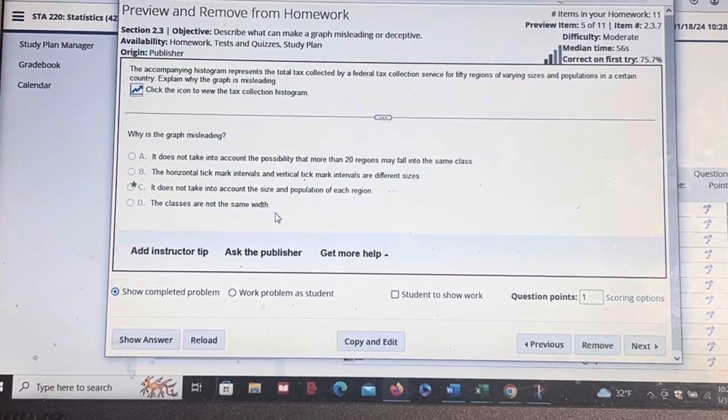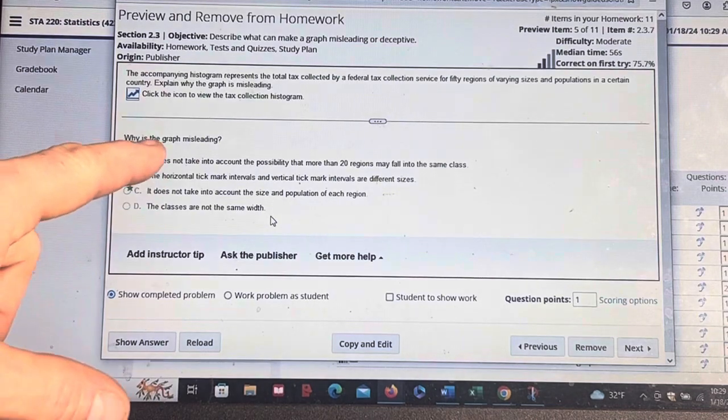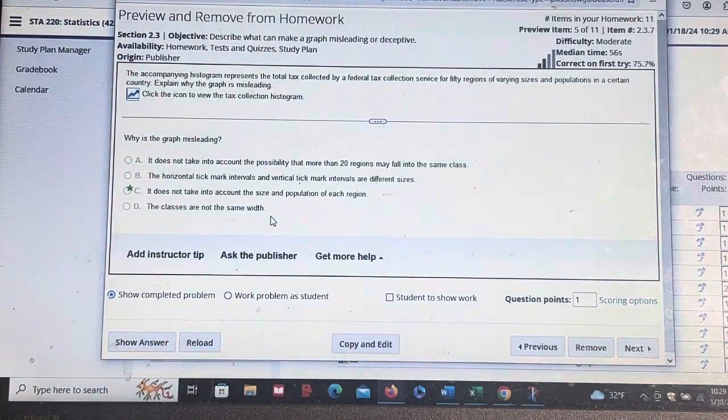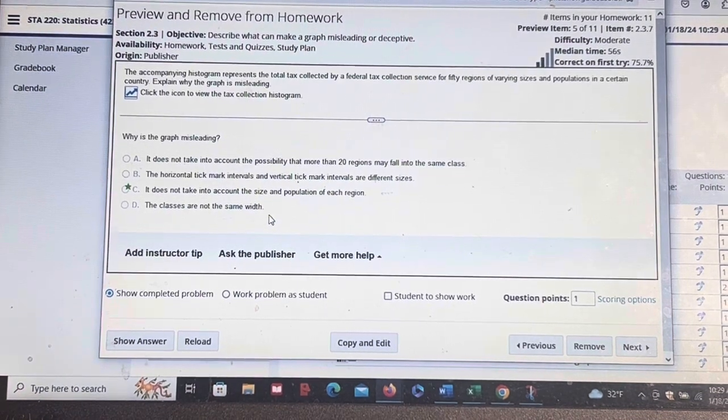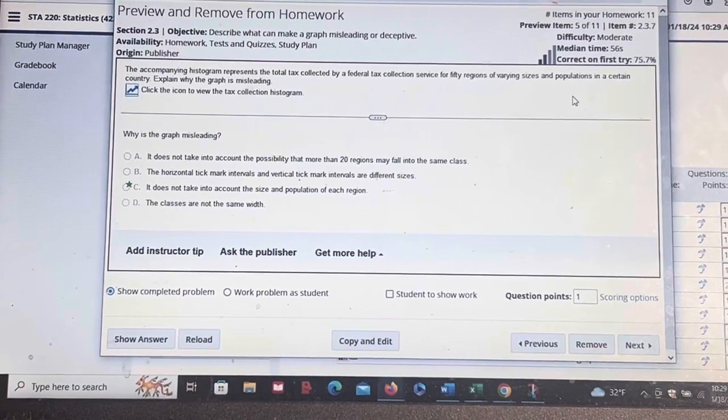But what's misleading here is that this is not taking into account the size and population of each region. So you might have a region that has a higher population versus a smaller population. So that's misleading on the graph. Anyway, that's what we have going on today.